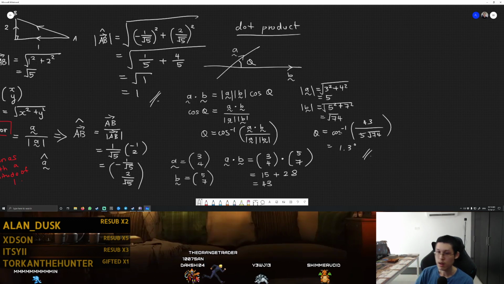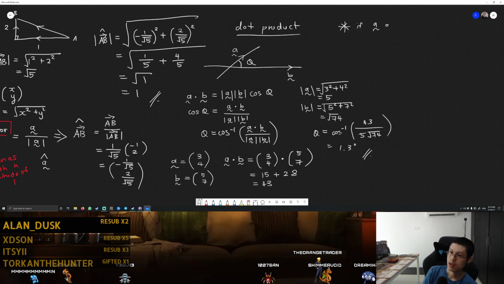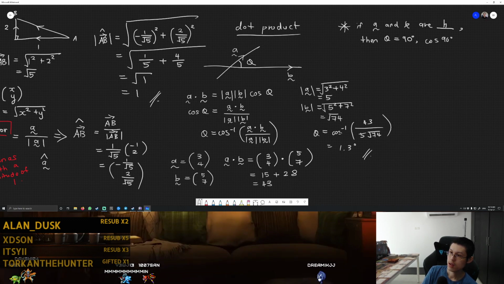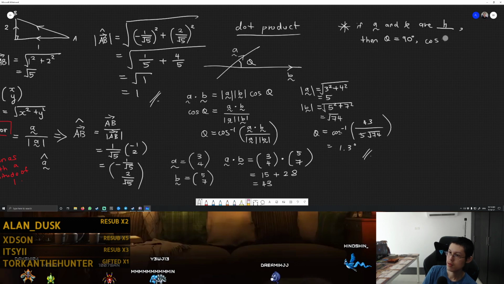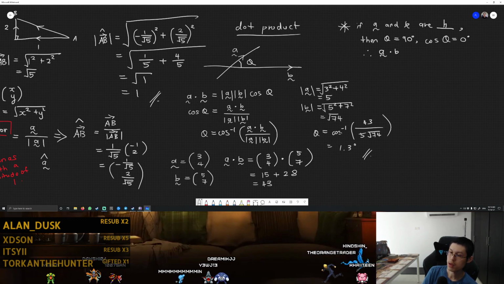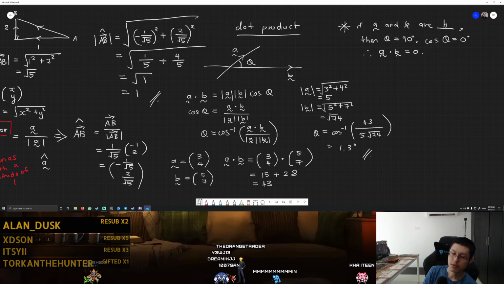Okay? Now, one interesting thing is if your angle is 90 degrees, so if A and B are perpendicular, then theta would be 90 degrees, correct? Which means cos 90 or cos theta is going to be 0. Therefore, A dot B would be 0 if they're perpendicular. So this is actually one very easy way of checking whether something is perpendicular or not.